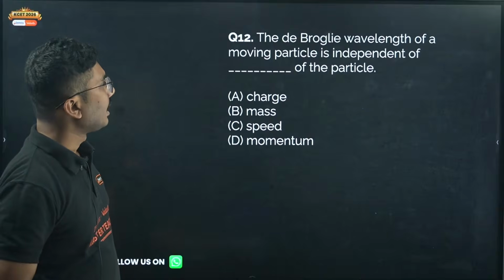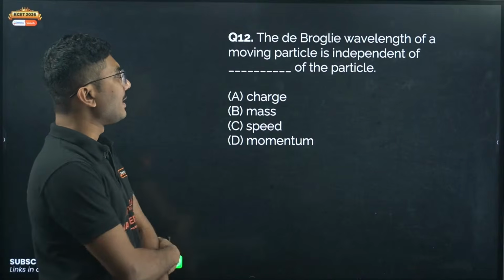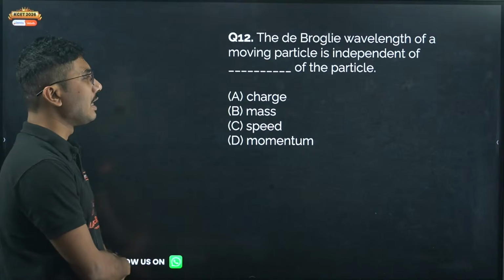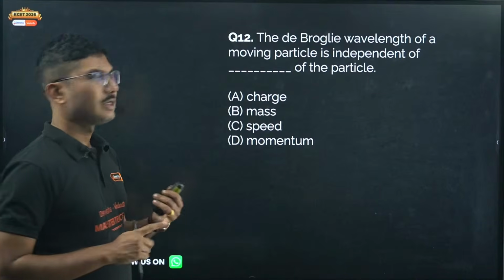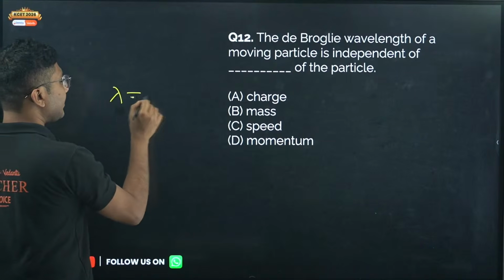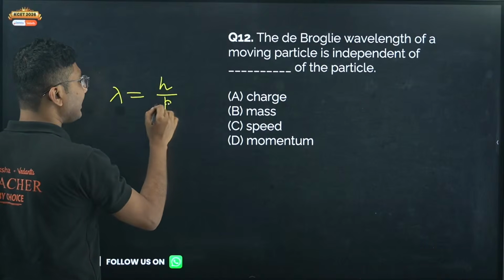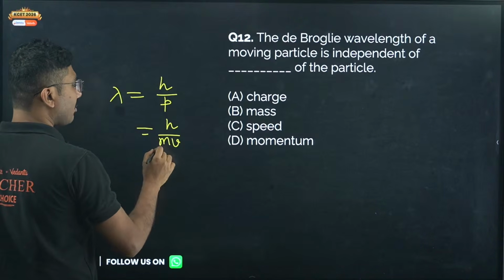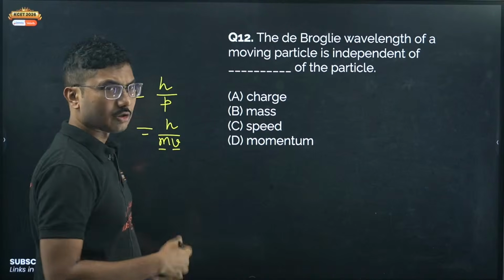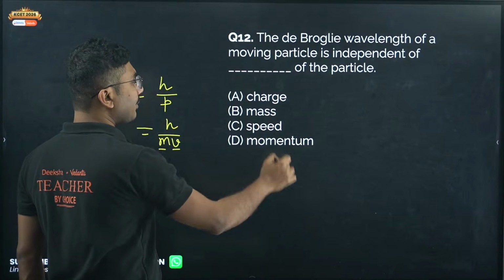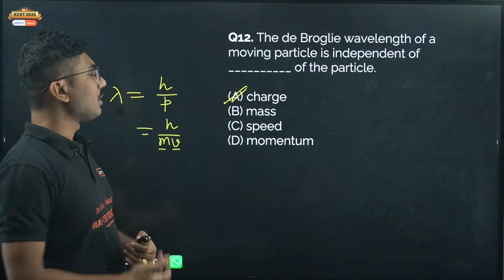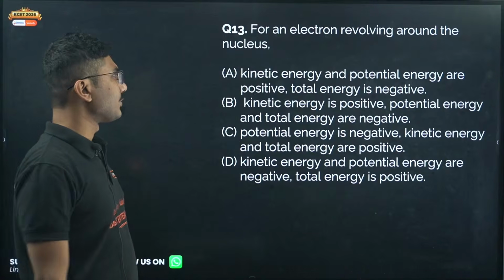Okay. Next, the de Broglie wavelength of a moving particle is independent of dash of the particle. De Broglie wavelength depends on mass. So de Broglie wavelength, if you forget, is given by h by p, where p is momentum, that is h by mv. So it depends on mass, velocity and momentum. All three it depends on, but there is no charge over here. So de Broglie wavelength is independent of charge.